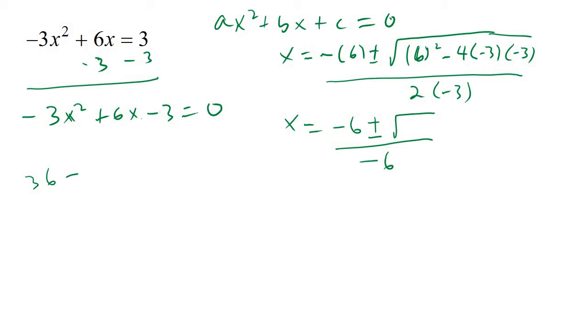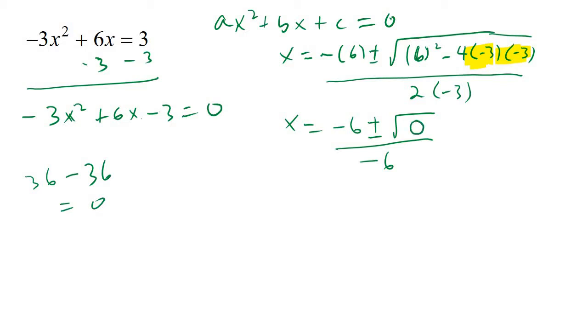I'm saying 4 times negative 3. That is negative 12. Negative 12 times 3 is negative 36, so 36 minus 36. And that's going to be 0. So it's a 0 coming inside there.